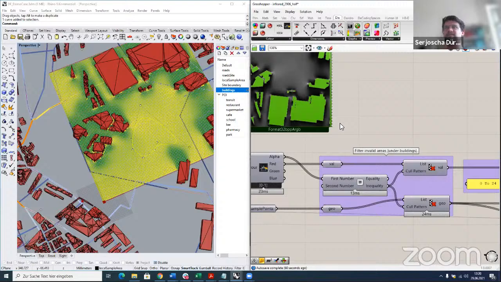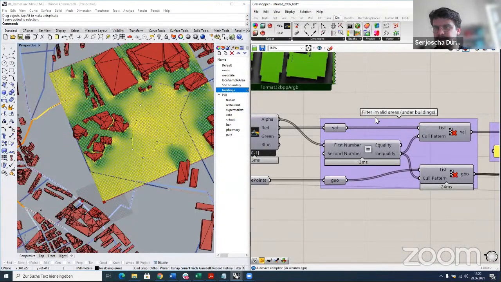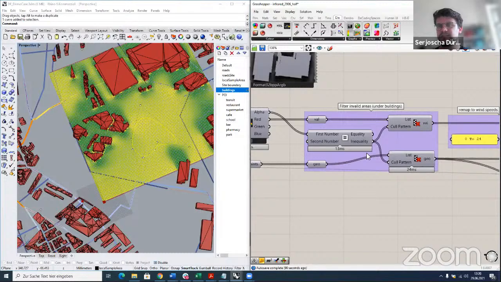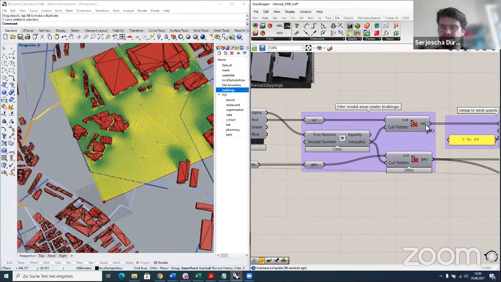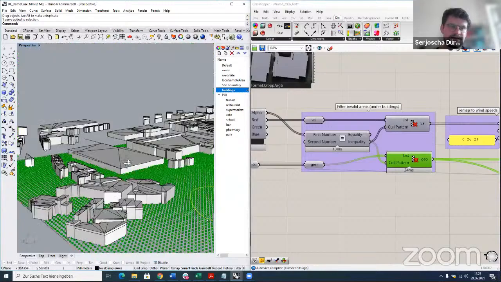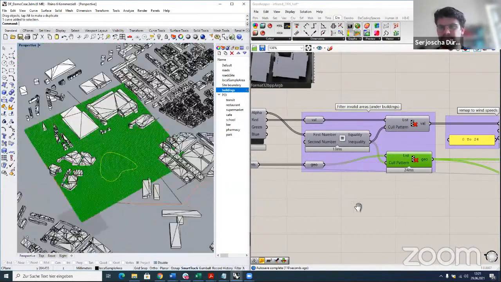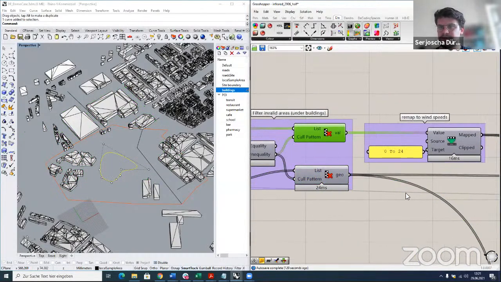They don't have wind speeds there, but the model still gives them some kind of values, which would just distort the result. So what happens here, filter invalid areas under buildings, is that we take the alpha channel to do that. We check whether the alpha channel equals 1 or 0, if it's transparent, and then we remove those sample points from our data set. We do that both for the values here, where we just choose the red channel. You can also choose the other ones in this case because it's just black and white. We do that also for the points, so we can visualize it afterwards. If you look under the buildings, you see there are no points under them, right? Because we deleted them, we filtered them. Then we just use the default remap to wind speeds component.